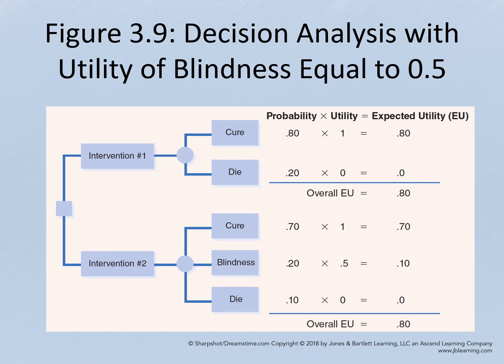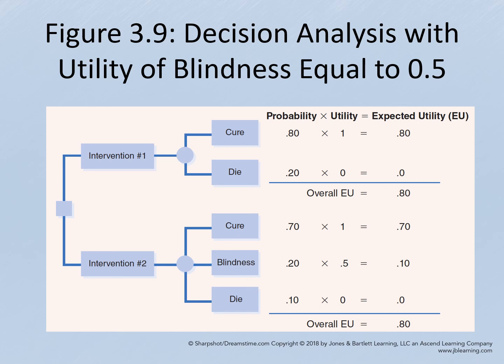And now we look at intervention 2. There's a 0.70 chance of cure with a utility of 1, so 0.70. And here, blindness 0.20. Here we see that there's a utility of 0.5. What does that mean? That means that on average, some people regard blindness as having a utility of about 0.5. It means that some people say, I can live with blindness. If it has the ability to cure me, I'm able to live with being blind.